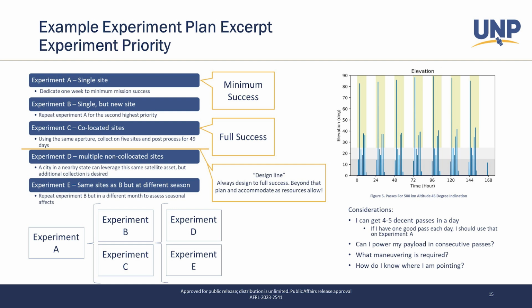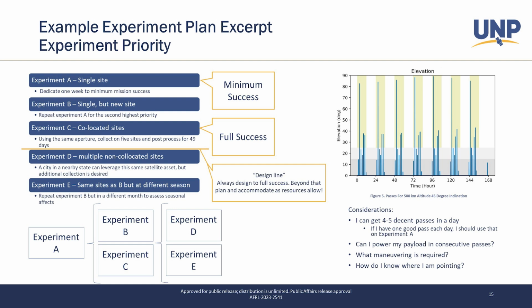Before we get into priority too much further, I do want to say this as well, in family with the constraint based. You also want to draw a line and say, look, if I get experiment C done, I'm good. And that to me is called the design line. So you can always try to shoot for experiment D and E, but that should never be at the sake of completing experiments A through C in this example. Always want to design to full success. And then beyond that, plan and accommodate as your resources are available to you.